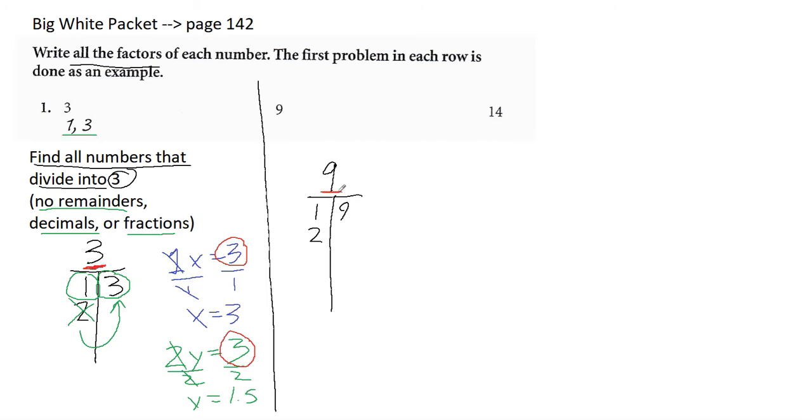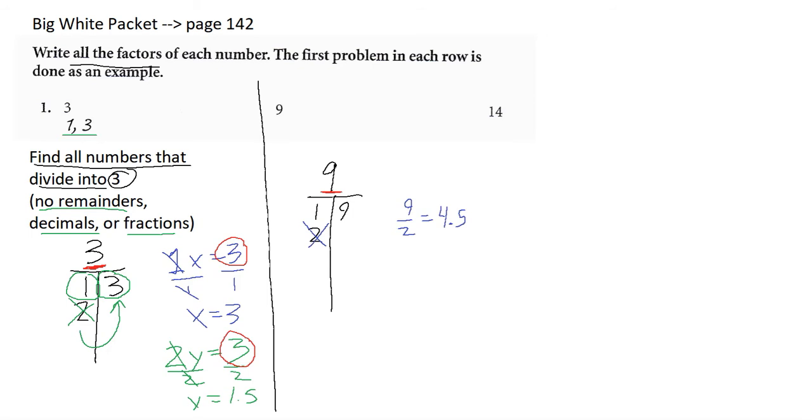So here I can take 9 and I can divide it by what I want to check. I can check 9 divided by 2 to see if 2 is a factor. And remember, you get to use your calculators here. But when I do 9 divided by 2, I get 4.5. And we said, okay, no decimals. So that means that 2 is sadly not a factor of 9. Okay, but our search continues.